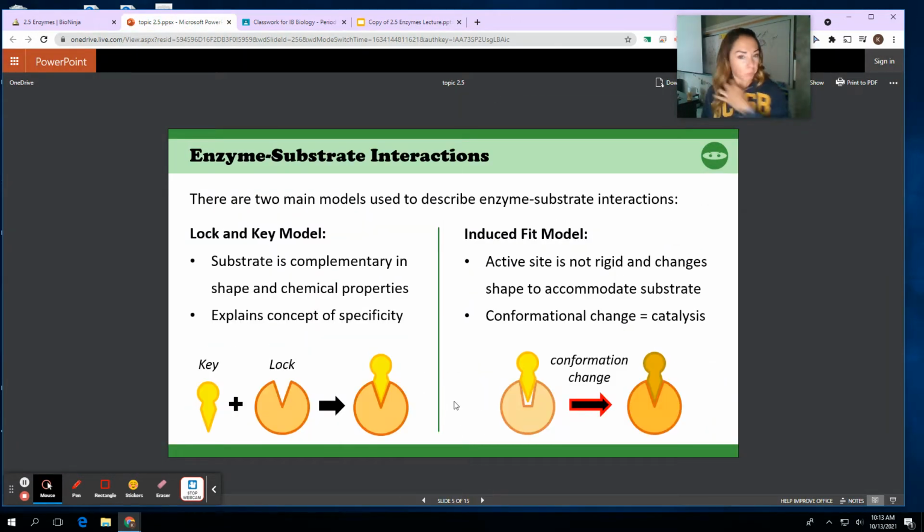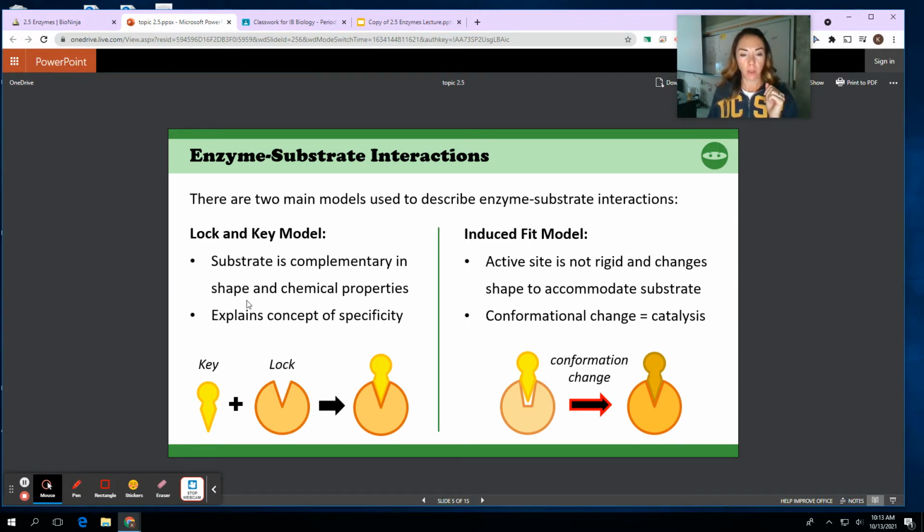Okay, all right. So there's two different ways. You need to know the two different ways that the enzyme and the substrate come together, the two different types of interaction. One is called the lock and key. I love when things are just simple and tell exactly what's happening. And the other one is the induced fit model. So lock and key and the induced fit model.